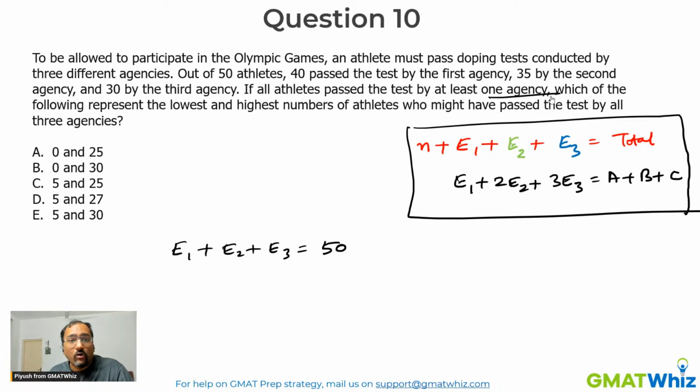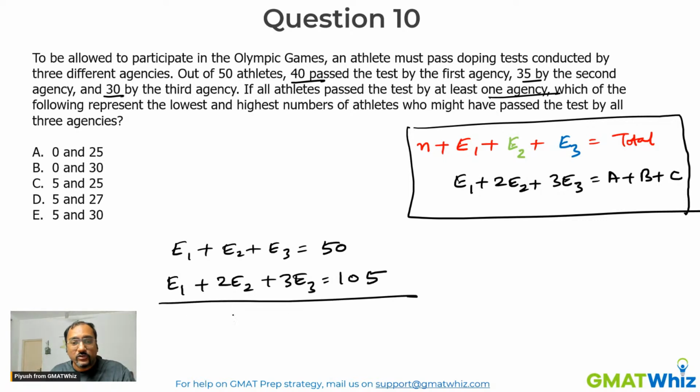And I also know that E1 plus 2E2 plus 3E3, if I look at the second equation, is equal to 40 plus 35 plus 30, which are the values of the three sets. So if I add them, I get 105. That is my second equation. Now, if I subtract these two equations to get rid of E1, I get E2 plus 2E3 is equal to 55. Let me name these as equation 1, equation 2, and this is the derived equation 3.